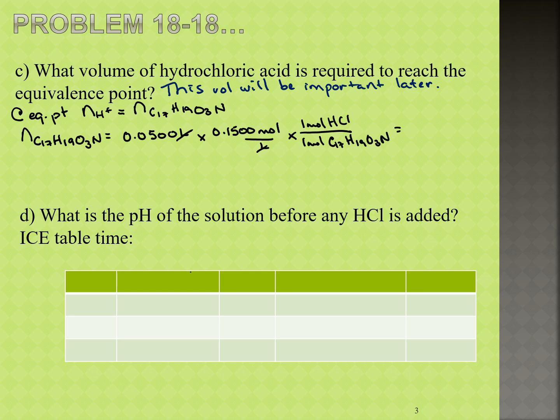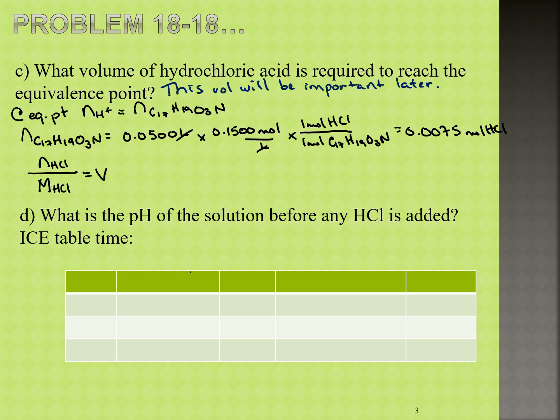Right? Because they're 1 to 1. And so we're going to end up with 0.0075 moles of our HCl. It wants the volume of HCl. So the number of moles of HCl divided by the molarity of HCl will give us the volume.